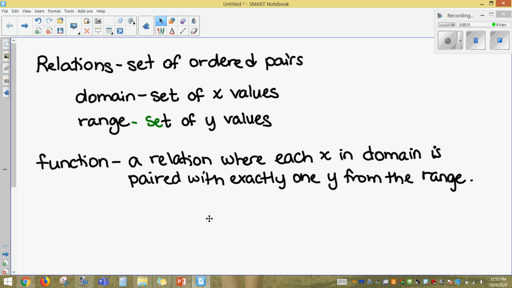So a function is a relation where each x in the domain is paired with exactly one y from the range. If you need to pause and write that down and then turn it back on, go ahead and do that. One phrase that I want to make sure that we're clear on is exactly one. Exactly one means exactly what it sounds like. That means one and only one. So every x in the domain gets matched with a y value, and that's it.